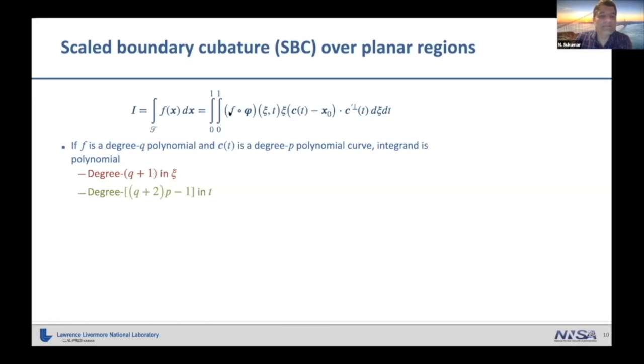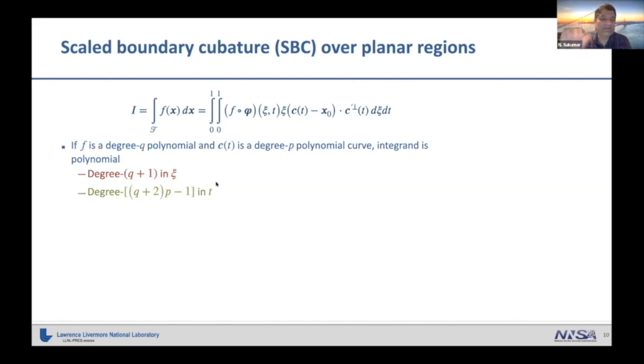So therefore, we see that if c is a polynomial, then it'll be degree q plus 1 in psi, because you have a psi here, and this is the same degree as psi itself. So therefore, this will be degree q plus 1. And then the degree in t will be pq, because this is degree p, this is degree q. So therefore, pq plus 2p minus 1. So that's what appears here, because you have a product of the c which appears here and a c prime perp. So c prime perp is p minus 1, and this guy is p. So p plus p minus 1 is 2p minus 1. So that's how you get this degree.